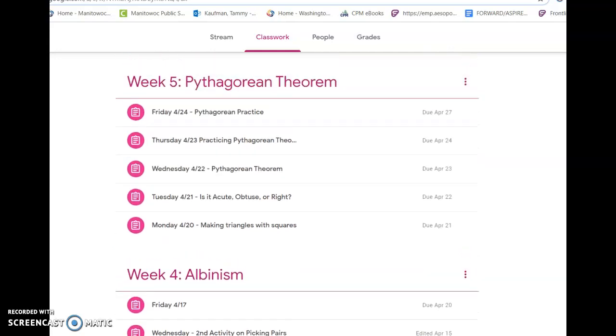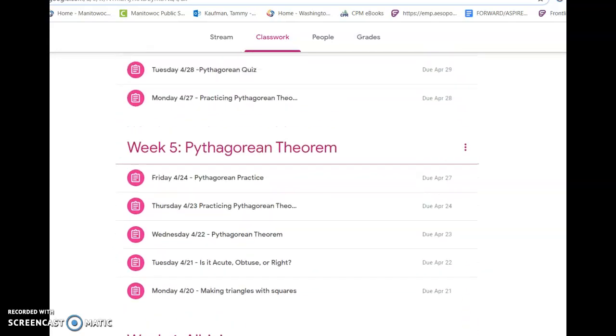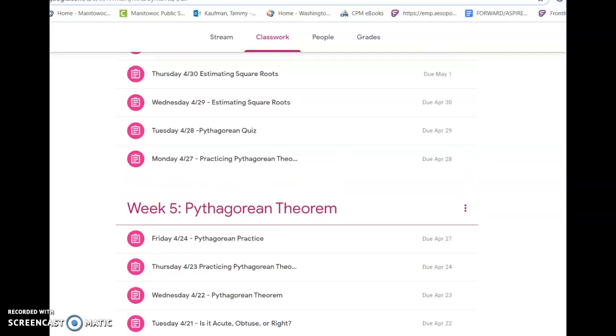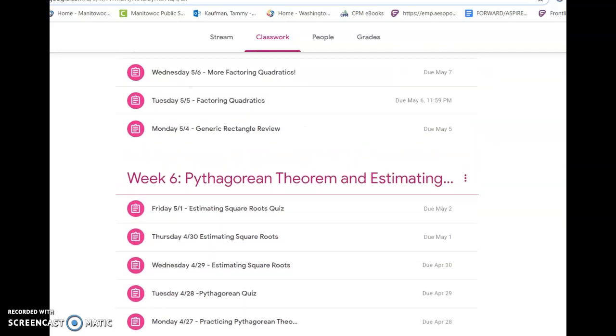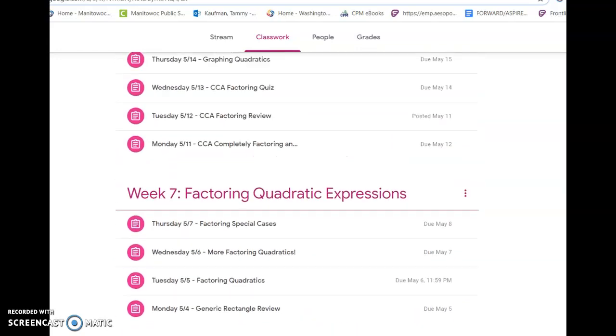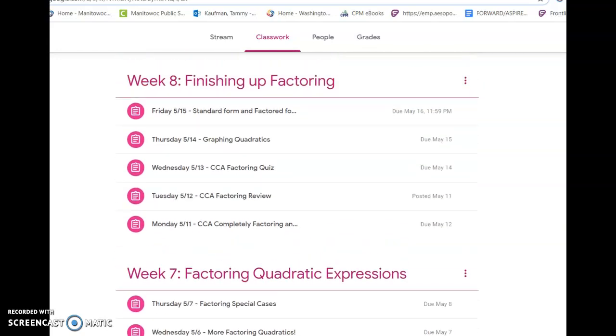And then we did some stuff with science. And then the next week we started Pythagorean theorem. So week 5 and week 6, we worked with Pythagorean theorem. On Tuesday, April 28th is when we took the Pythagorean theorem quiz. That would be where you could look to assess yourself on Pythagorean theorem. And then we went into factoring. You took your factoring quiz on Wednesday, May 13th. That's where you could look for how well you did on factoring.